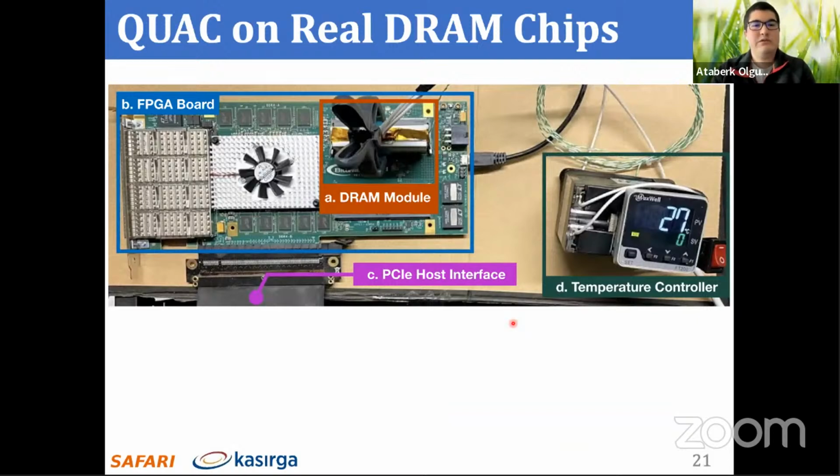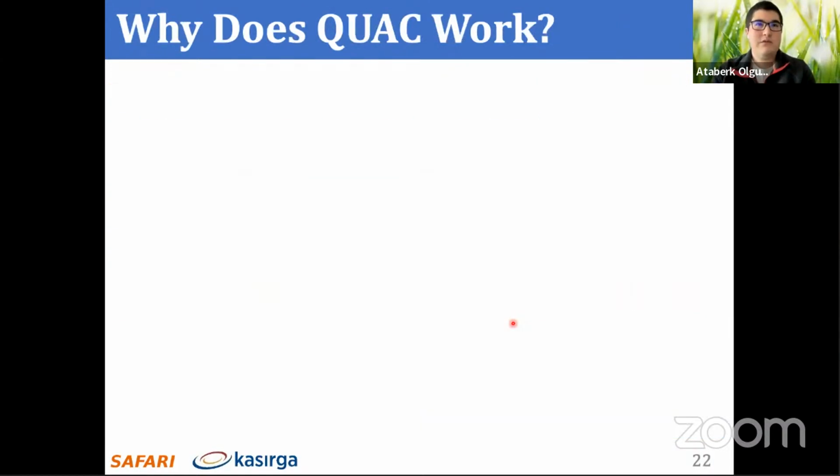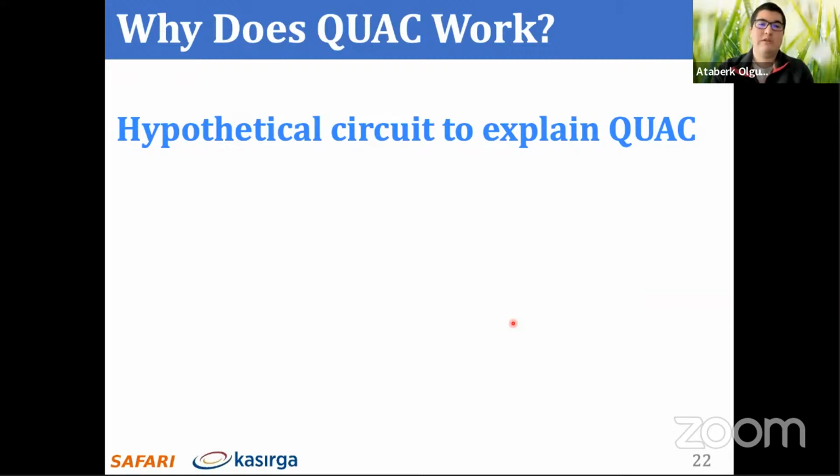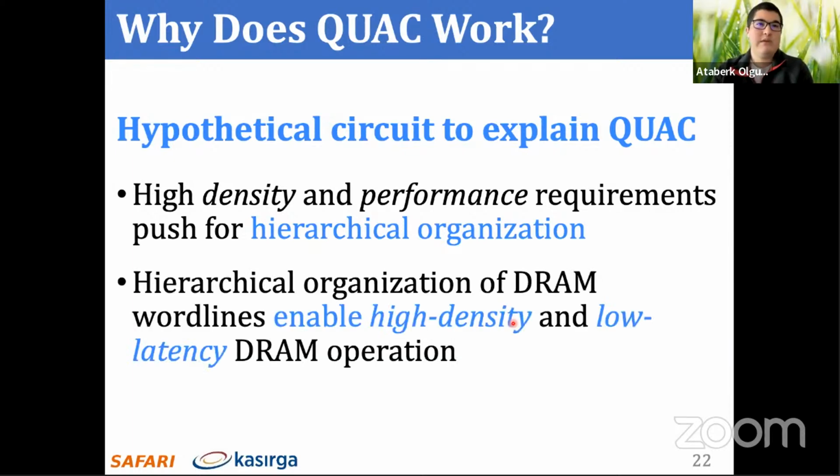We conducted experiments using our DRAM testing infrastructure, which I will talk about in the upcoming slides, and observe valid QUAC behavior on 136 real DDR4 chips. To explain how QUAC might be supported in current DRAM devices, we develop a hypothesis. And this hypothesis is based on the use of hierarchical word line schemes. These schemes are adopted in current DRAM architectures that have high density and high performance requirements, simply because they enable high density and low latency DRAM operation.